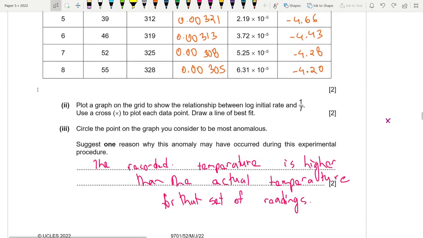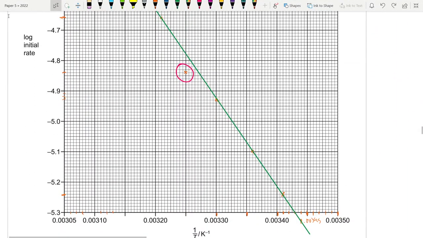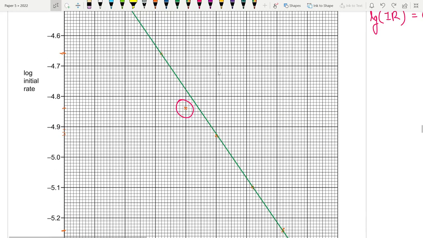Okay, to figure out the anomaly, usually you can answer it in two ways. But in recent mark schemes, I've been seeing that they only accept one way. Basically the logic is you can either think of it in two ways, like it should have been much higher up or it should have been to the right. Here they are talking about the x-axis.